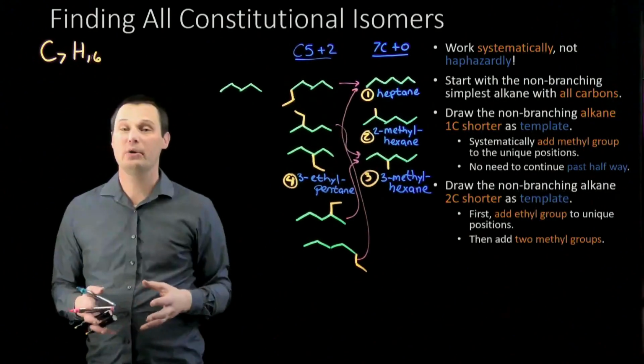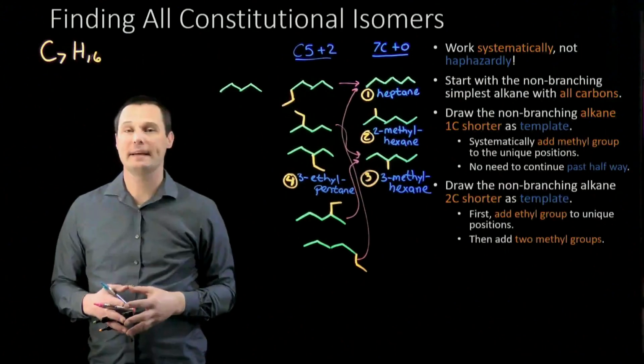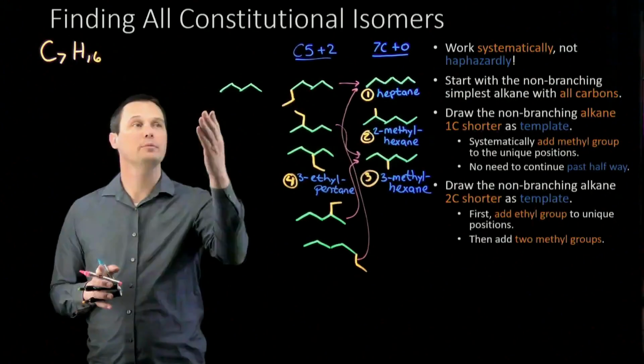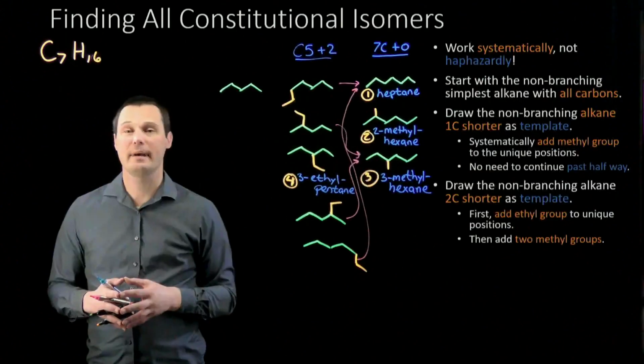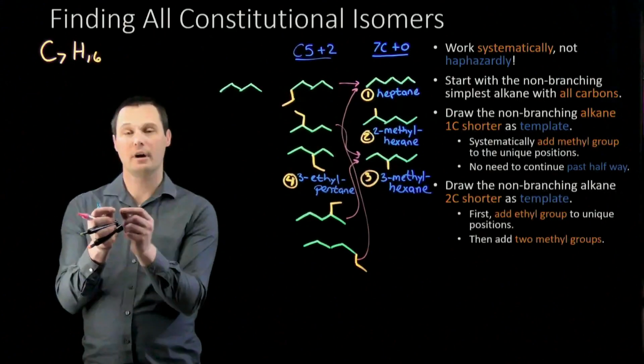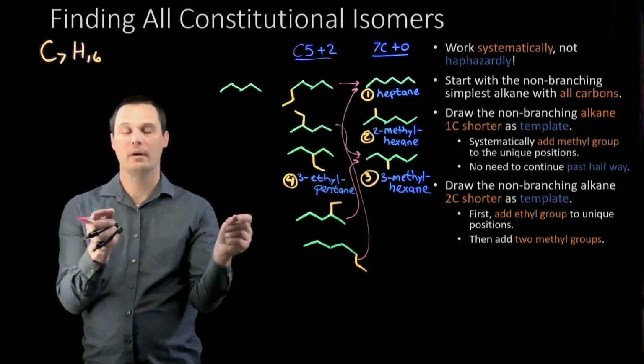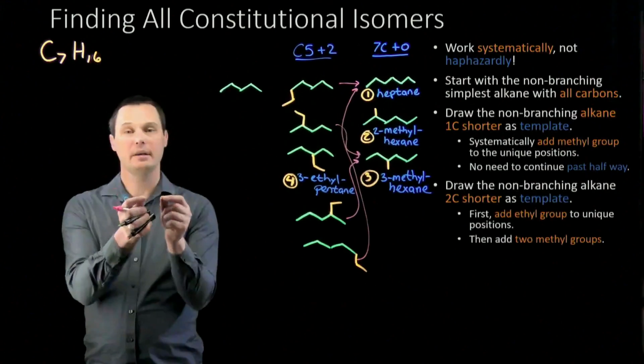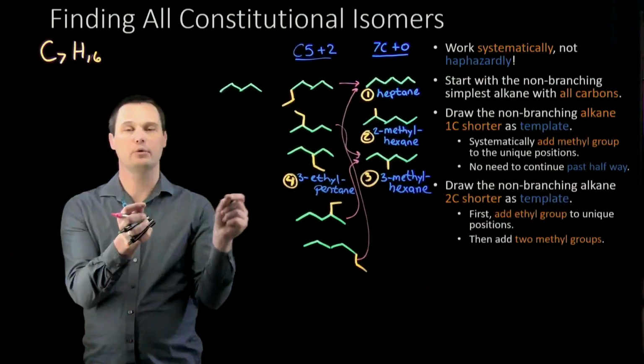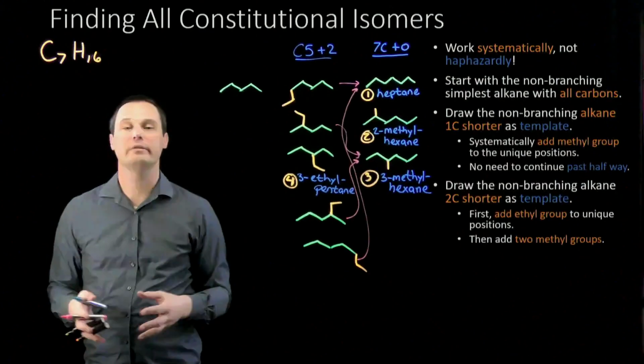But an ethyl group is not the only way to satisfy the C5 plus 2 set. We can also have 2 individual methyl groups that we add to the molecule. And we should do that very systematically as well. We'll start by putting both methyl groups on carbon 1. We'll keep 1 group on carbon 1 and move the other methyl group systematically down the chain. Then we'll put both methyl groups on carbon 2, keep 1 group on carbon 2, and move the other methyl group down the chain. Then carbon 3, and so on until we've exhausted all possibilities.